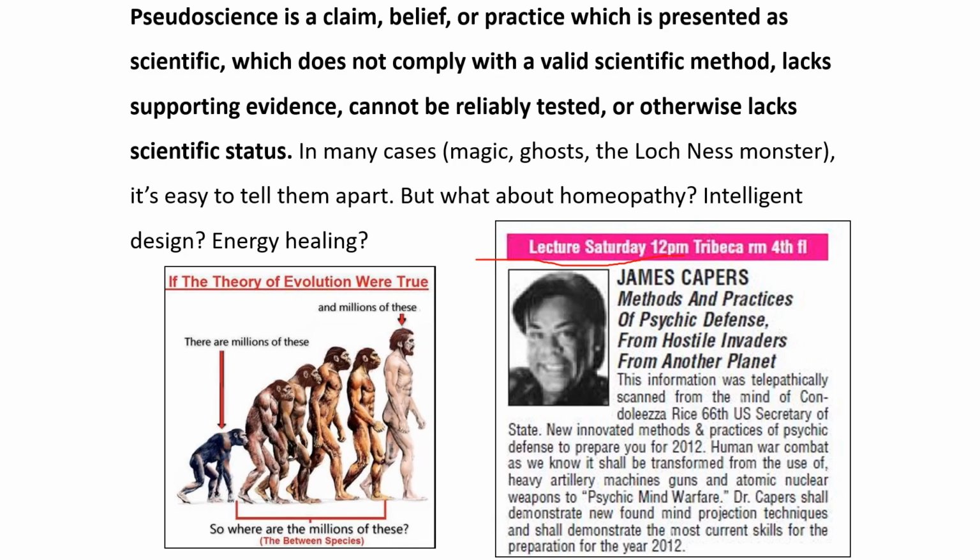On the other image, it says: if the theory of evolution were true, we would have millions of chimpanzees and millions of humans, so where are the in-between species? This is one of the questions asked by people who do not believe in evolution, who do not trust it or don't understand it. During our course, we will talk about this later on, and you will be able to answer this question.